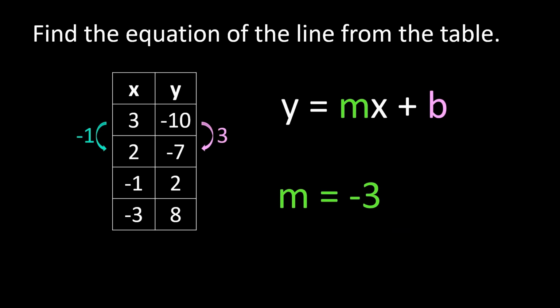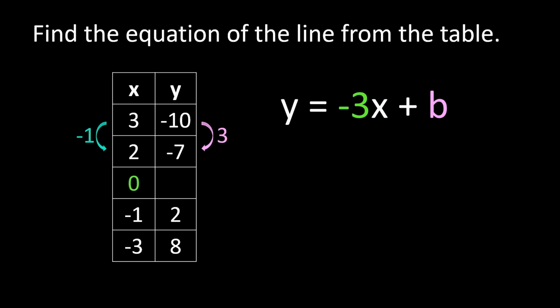Now that I've found the slope, I'm going to substitute -3 for m in my equation. So I'll have y equals -3x plus b, where b is our y-intercept. And our y-intercept can be found where x equals 0. And I don't have a point in my table where x is 0, but I do know it's going to fall here, and I can go ahead and place my 0 there in the table.